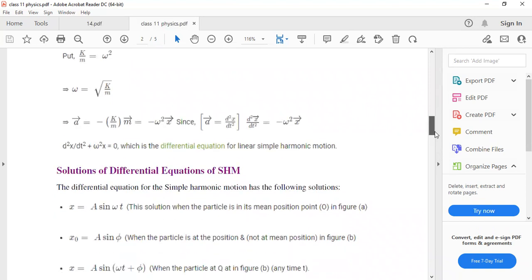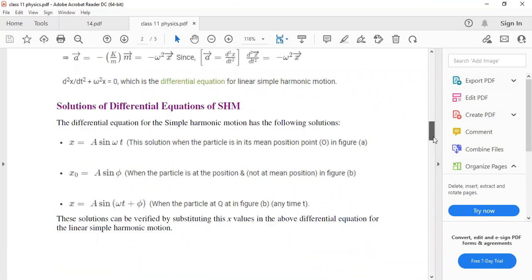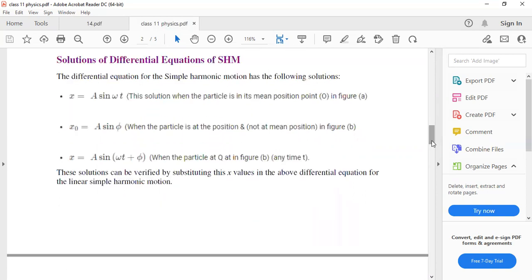And we will use x equal to A sin phi, where we have replaced omega t with the term phi, when the particle is at a position and not at the mean position. When it is in the mean position, we use A sin omega t. And when the particle is not at the mean position, then we will use x equal to A sin phi. Okay. So the equation x becomes A sin omega t plus phi when the particle is at Q in the figure at any time t.